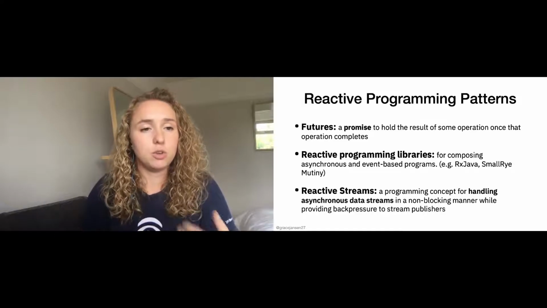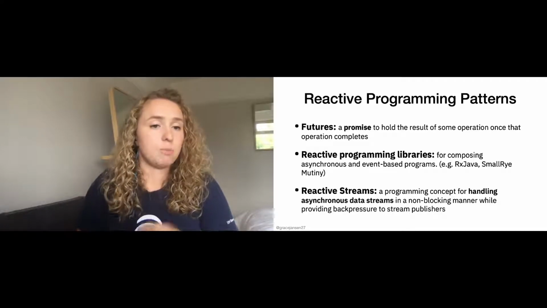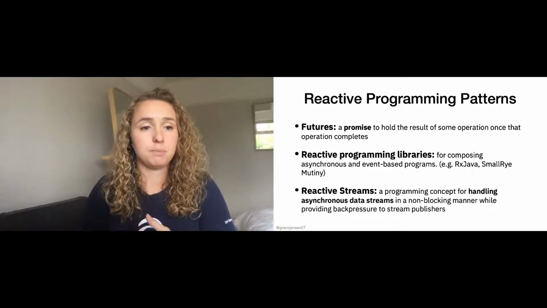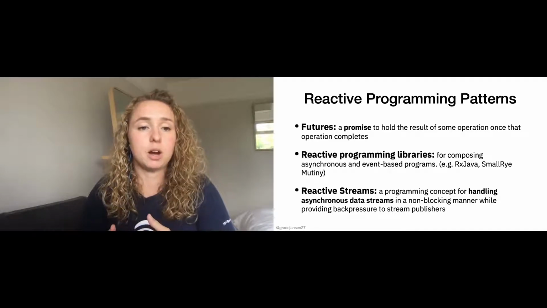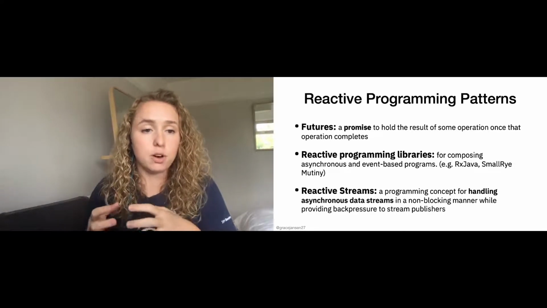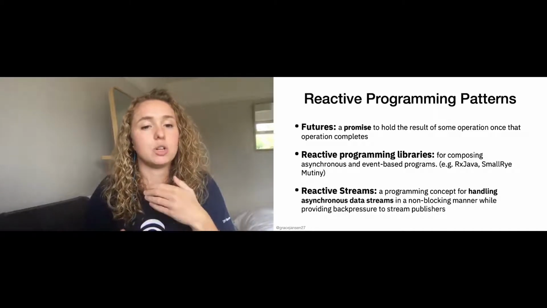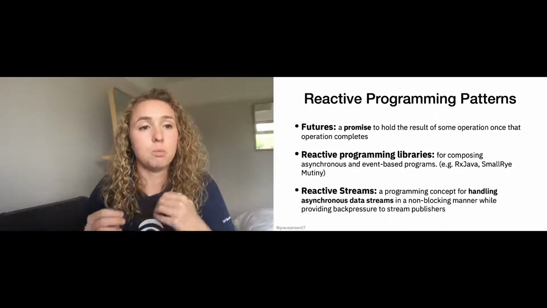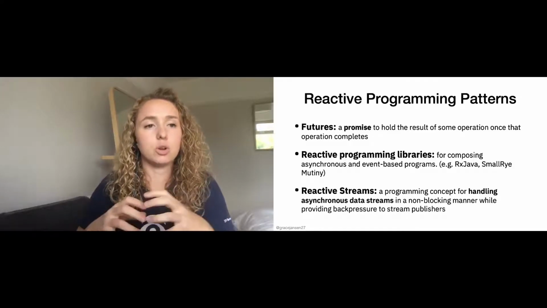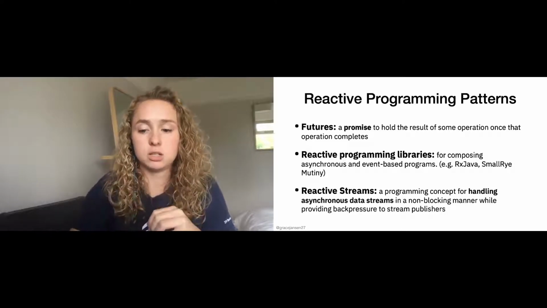They include things like futures, reactive programming libraries, and reactive streams. Futures you've probably come across before. It's essentially a promise to hold the result of some operation until that operation completes. Then you've got reactive programming libraries, and that's all about encouraging these asynchronous event-based programs. That includes ones like RxJava or SmallRye Mutiny. And then you've got reactive streams. Reactive streams is all about handling asynchronous data streams in a non-blocking manner, while also providing back pressure, which we'll go on to later. So this is how you can use these patterns to really enable asynchronicity and reactivity within your microservices.